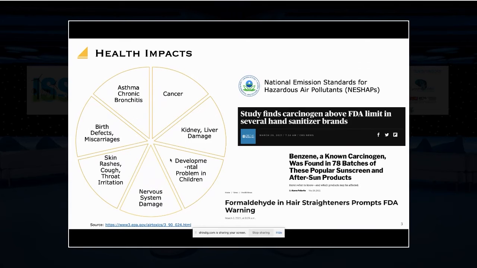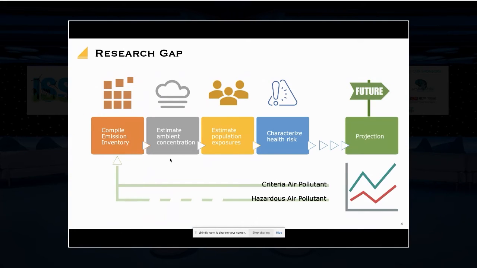Recently, there have been a couple of news stories related to air toxics found in the products we use every single day. Benzene has been found in some hand sanitizers and sunscreens, and formaldehyde has been found in hair products. Considering the adverse impacts, there is a lot of research focusing on hazardous air pollutants. Just like the criteria air pollutants, the streamlined models from the emission to the air quality and then to the health impacts are well structured.